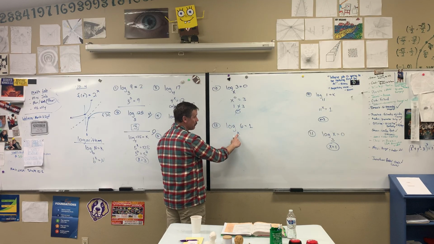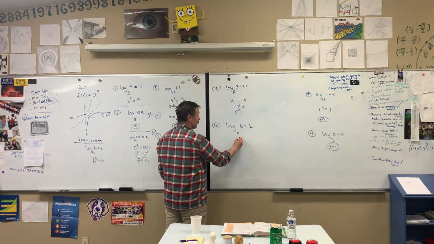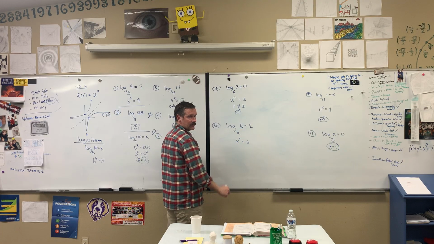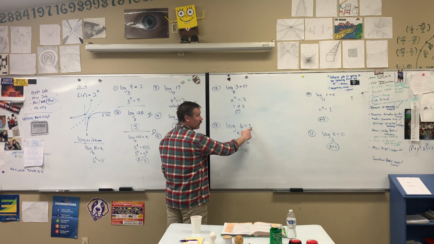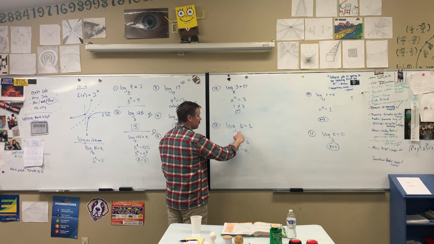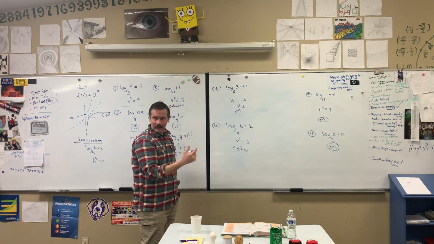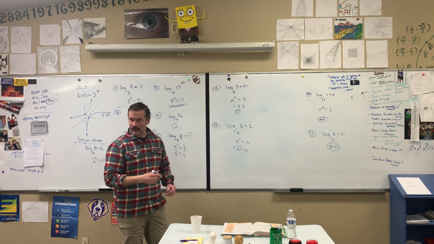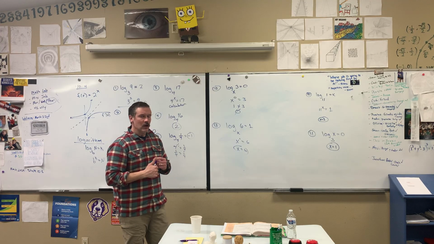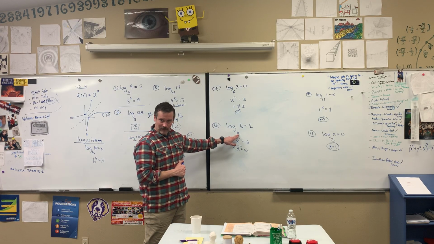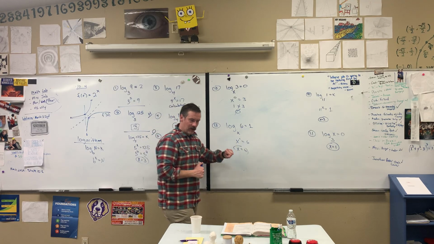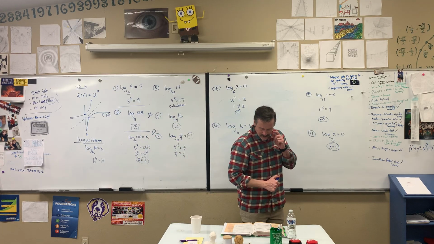Here, we just go base x to the first power is equal to 6. Therefore, what does x equal? 6. So if this was 2, it would be x squared equals 6, and then you solve for x, taking the square root of both sides. Don't forget, though, the base always has to be positive with logarithms, okay? All right, that concludes that.